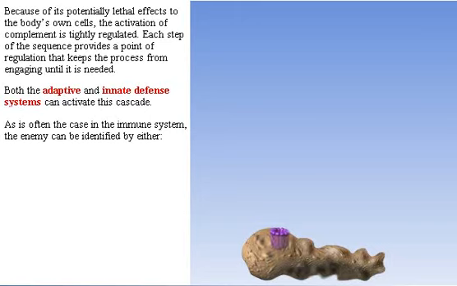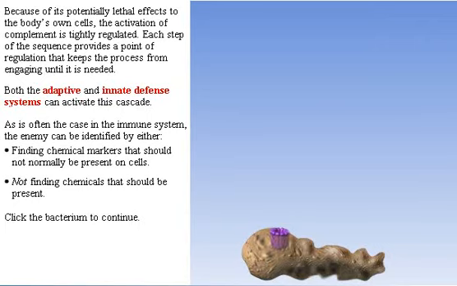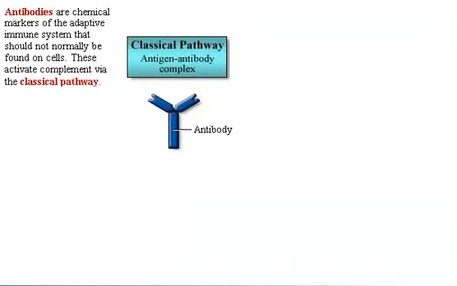As is often the case in the immune system, the enemy can be identified either by finding chemical markers that should not normally be present on cells, or by not finding chemicals that should be present. Click the bacterium to continue. Antibodies are chemical markers of the adaptive immune system that should not normally be found on our own body cells. Therefore, antibodies act to mark the enemy for destruction. One way they bring about this destruction is by activating complement via the classical pathway, which was so named because it was discovered first. Click the antibody to continue.